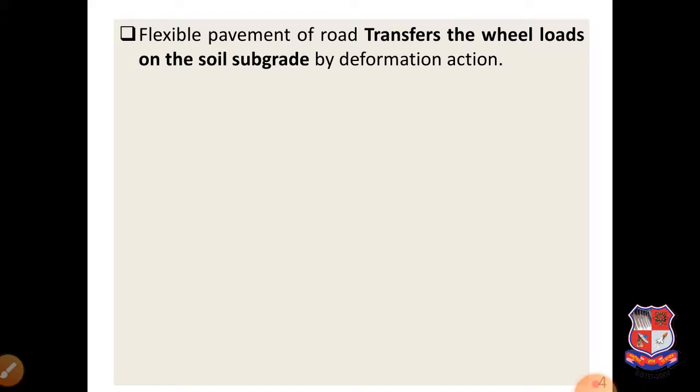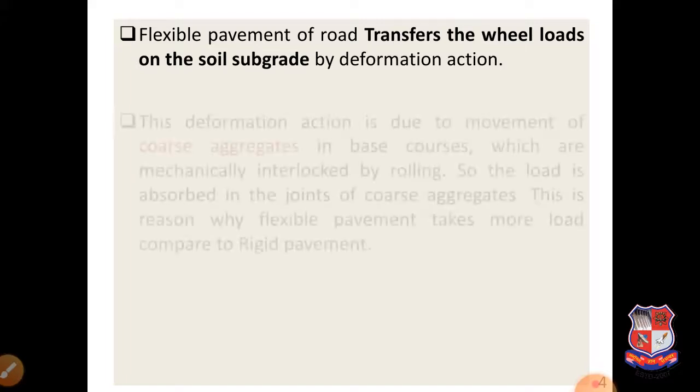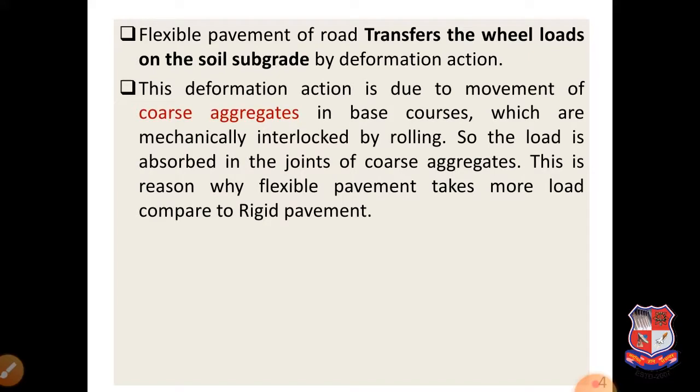Flexible pavement transfers the wheel loads to the soil subgrade by deformation action. This deformation action is due to movement of coarse aggregates in the base course, which are mechanically interlocked by rolling. So the load is absorbed in the joints of the coarse aggregates. This is the reason why flexible pavement takes more load compared to rigid pavement.